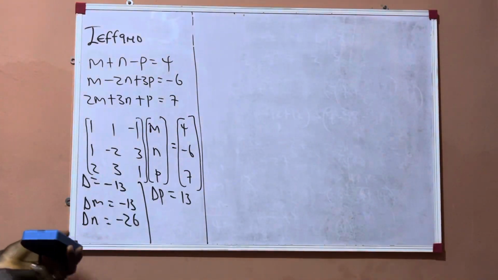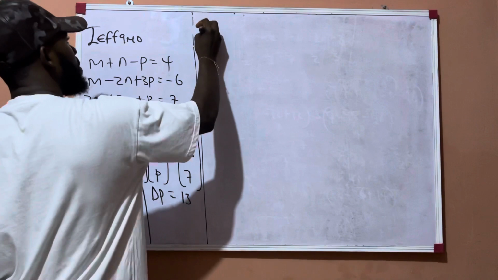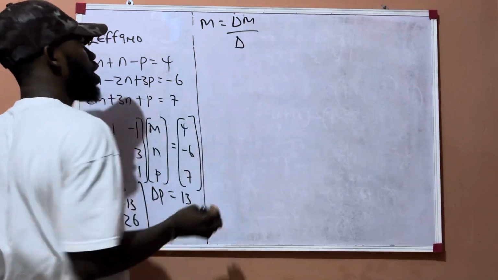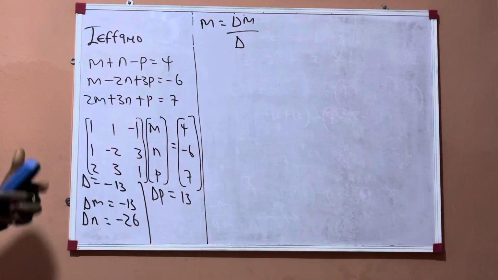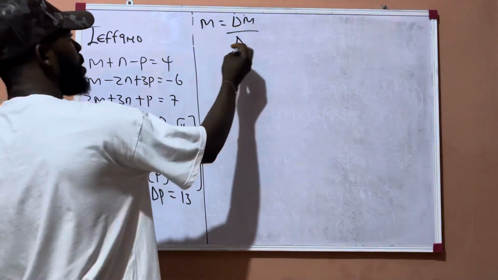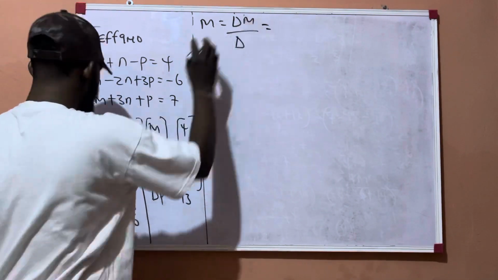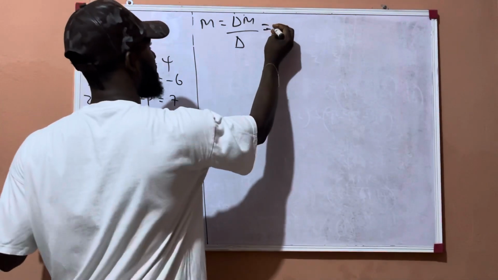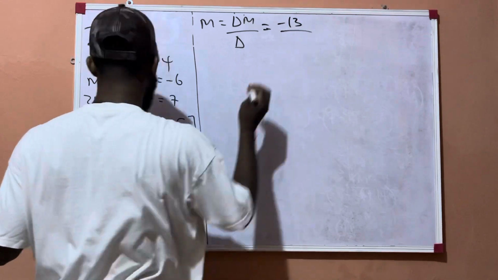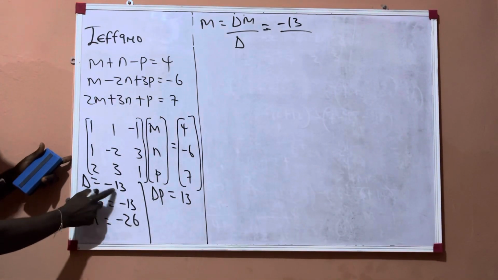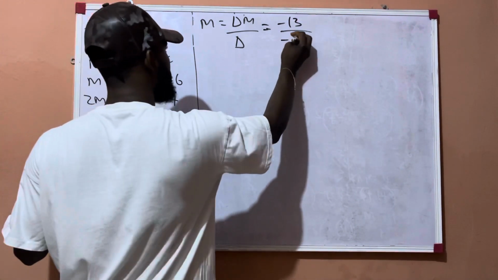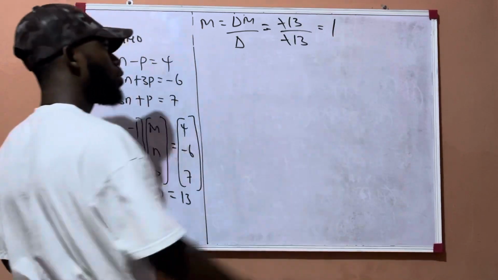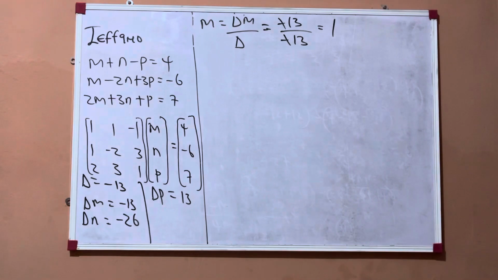Now, the formula for solving M is change in M over change. That is all. When you say change in M over change, it simply means change in M. Remember, when we solved change in M, it was minus 13. So I'll write minus 13 over, when I solved change, it was minus 13 as well, over minus 13. Class, minus and minus cancel, and 13 divided by 13, I'm going to get 1. So it means the value of M is 1.